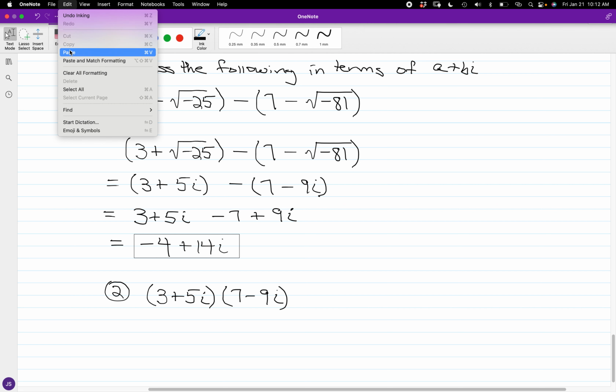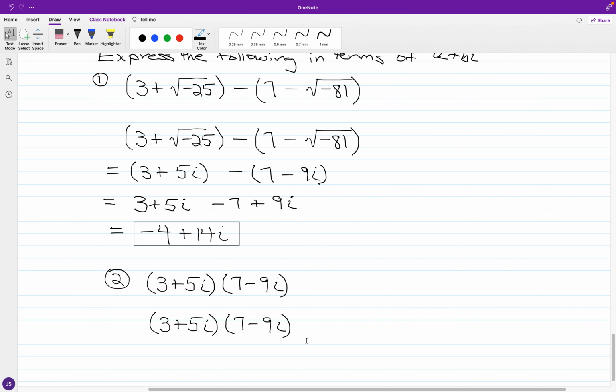Okay, so from day one we looked at utilizing the FOIL method, and with complex numbers you still do the same thing for this type of arrangement. So if I take the first product, we got 3 times 7 is 21. The outside product, 3 times negative 9i, we have a minus 27i. Inside product, we got 5i times 7, so it'll be 35i. And the last product, you got 5i times negative 9i, so we have negative 45i squared.